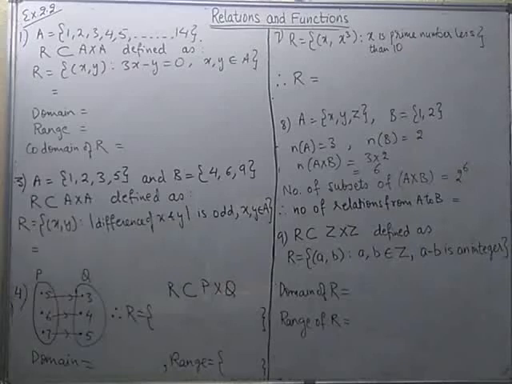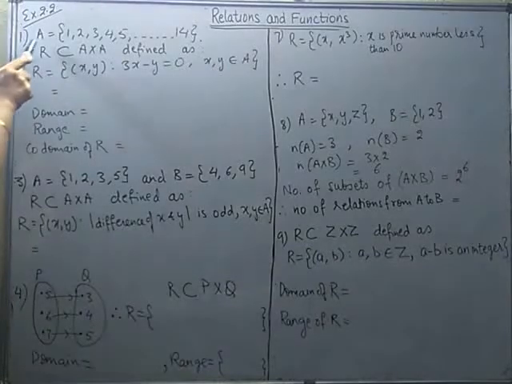Children, in the previous session, we learned what a relation is, how it is a subset of Cartesian product from one set to other set, then what will be domain, range and codomain of a relation. Let us understand it better through some of the questions today. So, I am taking some questions from exercise 2.2.